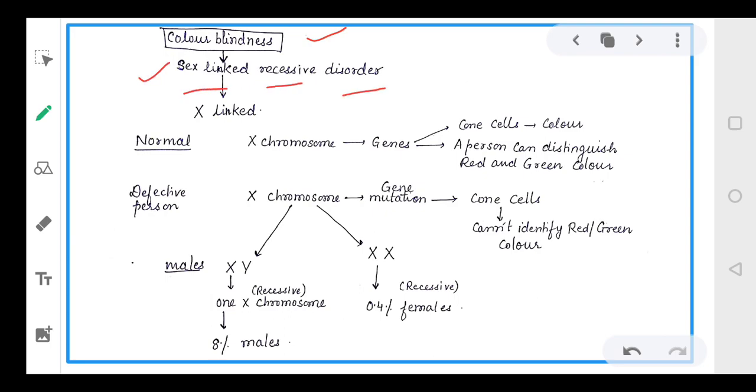The first time, it is sex linked. Sex linked means it is related with either the X chromosome or the Y chromosome. We have two sex chromosomes, one is X, one is Y. So it is related with the sex of the child, it is related with the sex chromosome. Again, it is recessive, so it will not be expressed in the heterozygous condition. And this is linked with the X chromosome. So color blindness is related with the X chromosome.